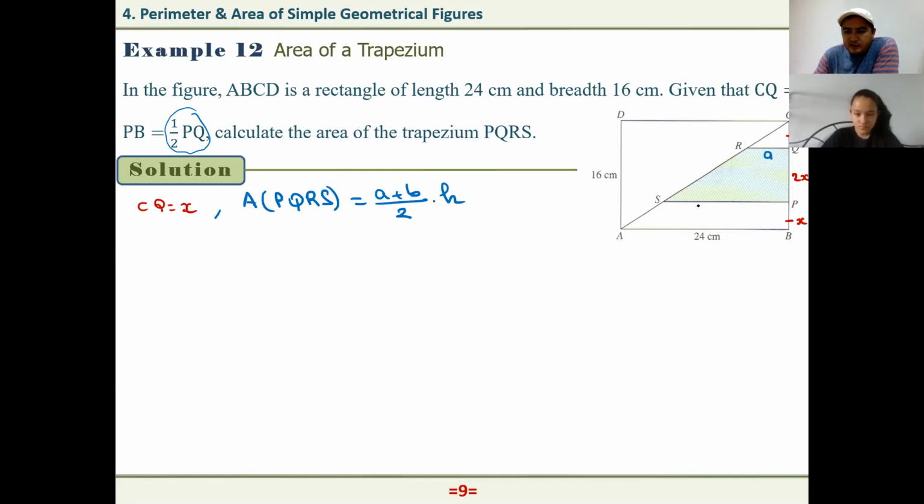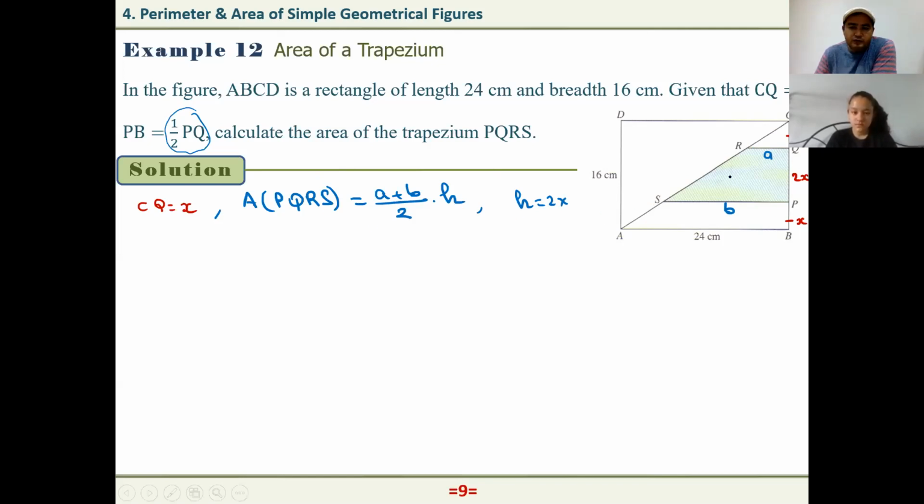And the second parallel side is this one, that is B. Do we know the length of this one? We don't know. It's not given here. Do we know the length of RQ? I don't know. And how about the height here? Height is equal to 2x. Even I don't know what is x. So first I need to find what is A, what is B, what is x. Then I can calculate the area of this trapezium.